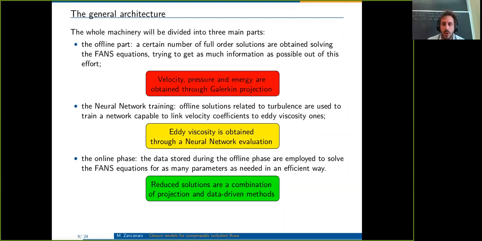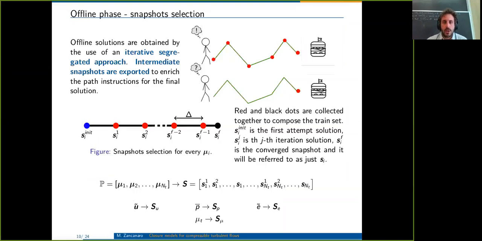But once you got them, you are able to solve in an efficient way the online part. So for the offline phase, we use to find out those solutions an iterative segregated approach, in the sense that the RANS equations are not solved as they are, as a system, but they are just split up and solved one by one in a cascade way, and then in an iterative way till convergence.